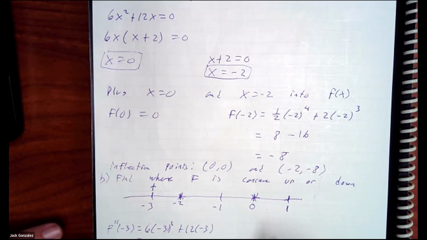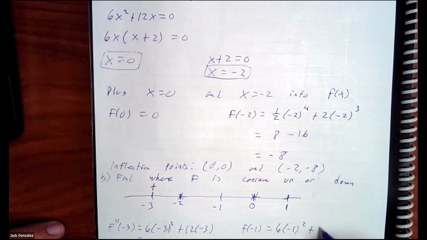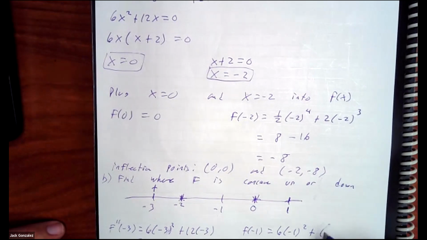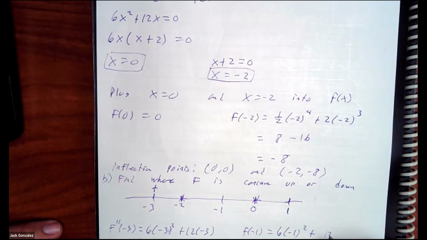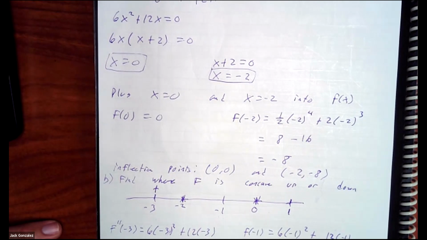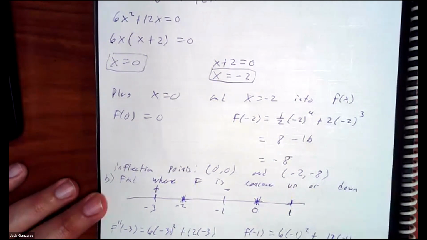Plug in -1. We'll get 6 times -1 squared plus 12 times -1. I guess negative. Yeah, it looks negative to me. Okay. And f double prime of 1 will be positive.